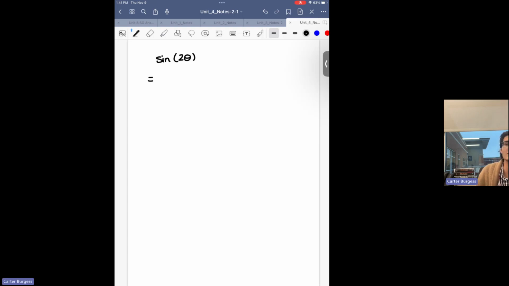So another way to write sine of 2 theta. How could I rewrite that expression on the inside there? No, not able to bring that 2 to the outside. It's not a linear function.